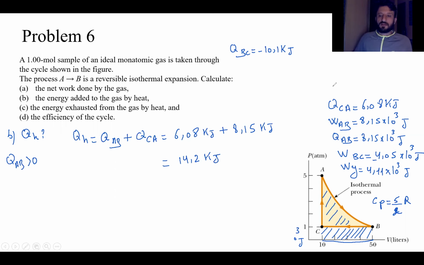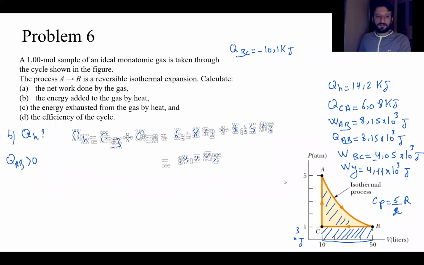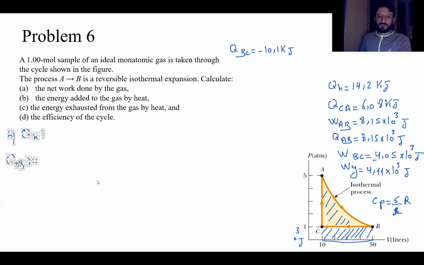kilojoule. It's Q hat. I advise you to put all the results in a table beside, in order to see all the calculated values of heat or of energy. You can use them directly. Here we have 14.2 kilojoule. Okay. We go to the next.